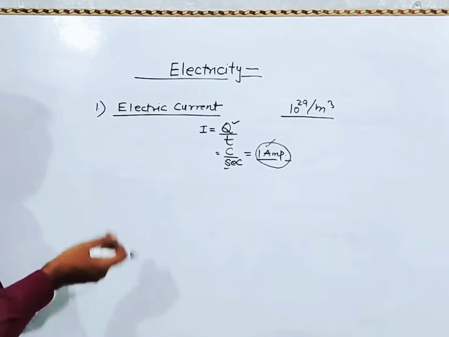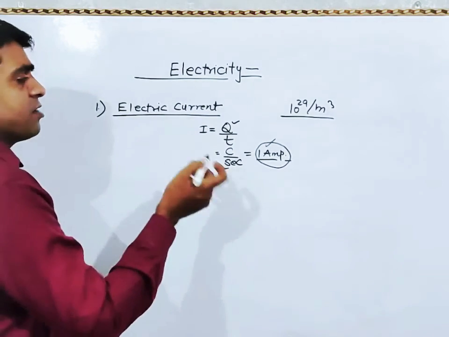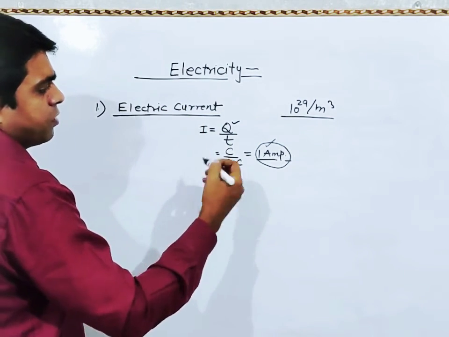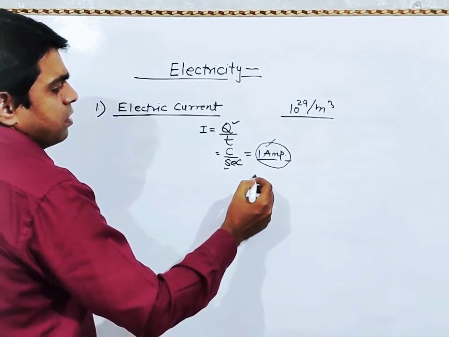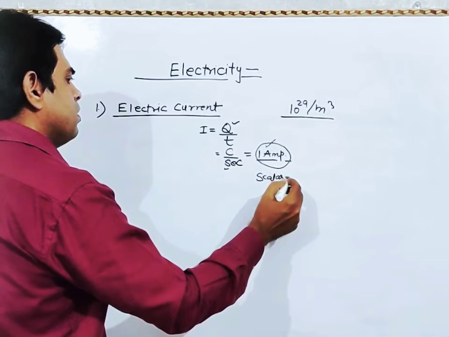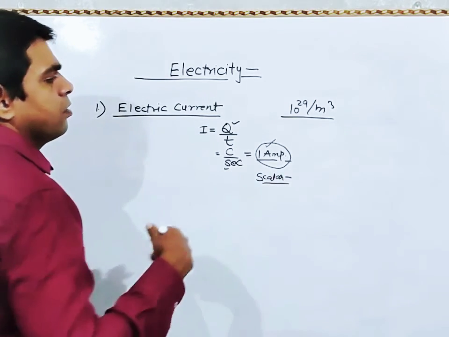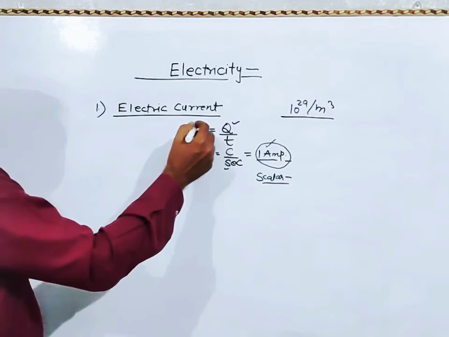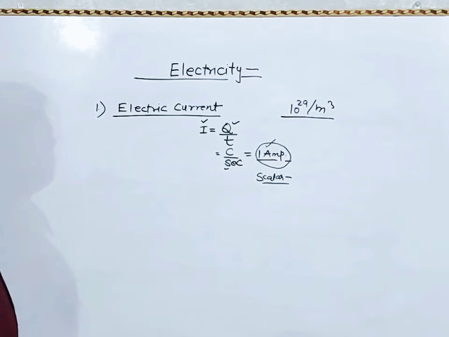1 ampere. Now it is important to note that current has direction and it has magnitude, but after all of this we call it scalar quantity. Why? Because current does not follow the rules of vector. So this is the reason we consider electric current as a scalar quantity. तो scalar quantity इसको बोला जाता है.